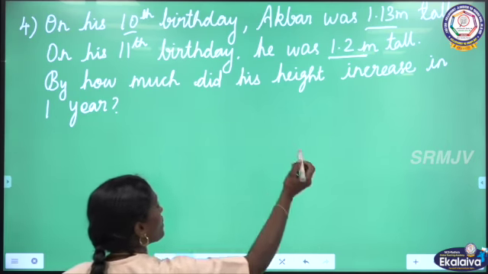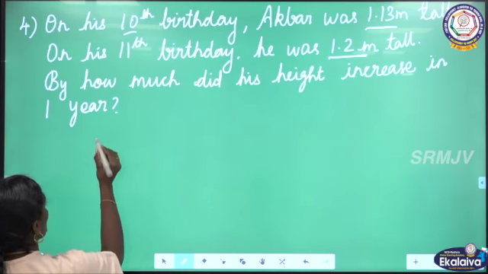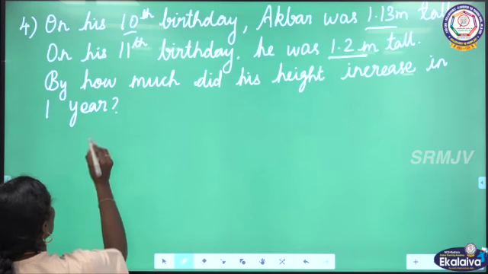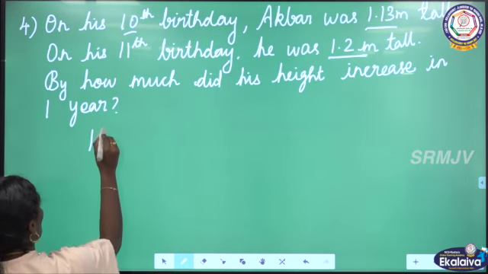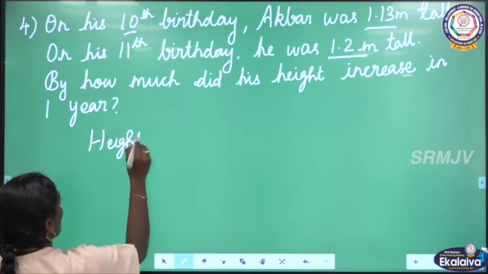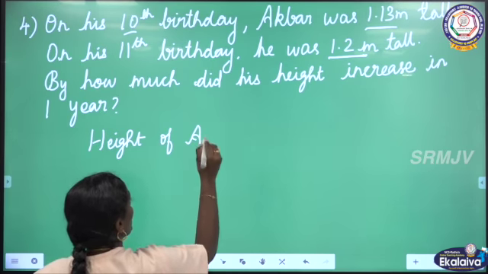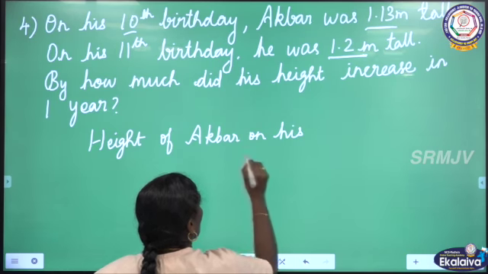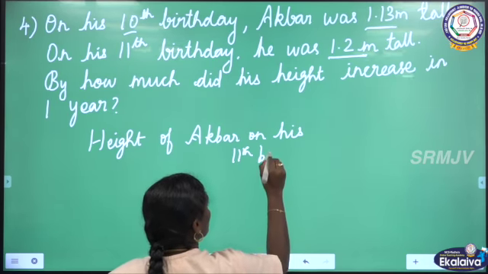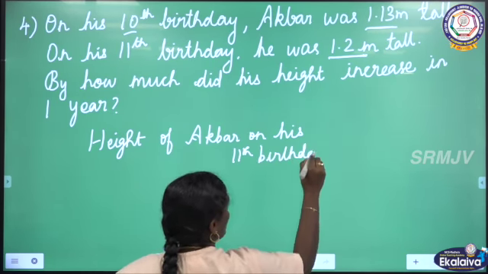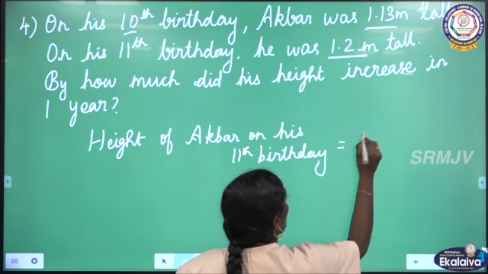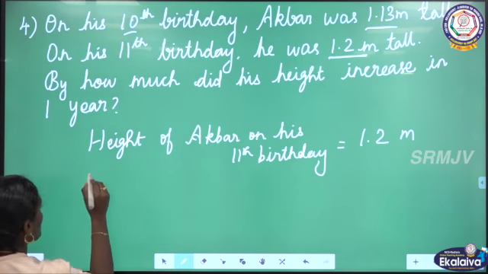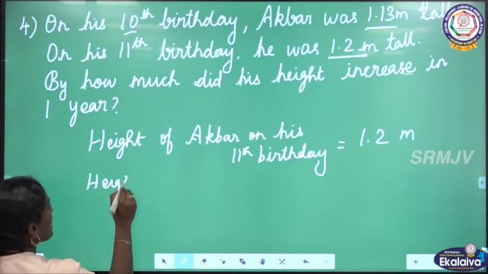So, which is greater number? 1.2 is the greater number. So, we have to write the first statement. Height of Akbar on 11th birthday, that is 1.2 meter. Now we are going to write the second statement, height of Akbar on his 10th birthday.